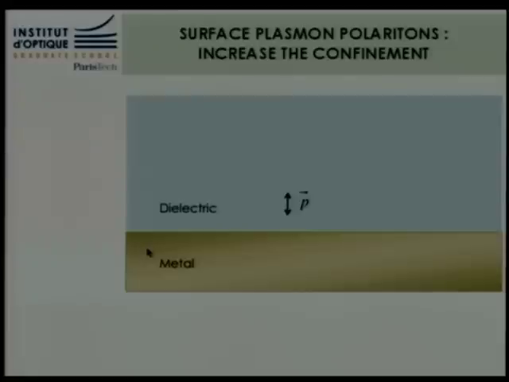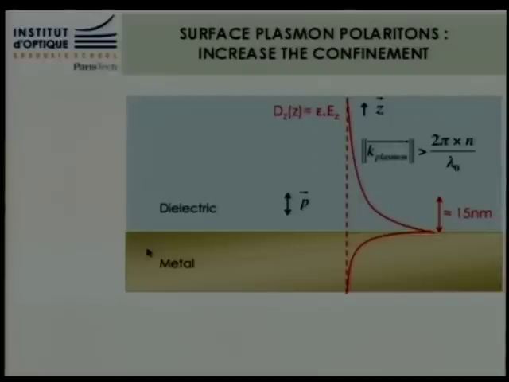If one puts a dielectric metal interface in the near field of a dipole, it can excite surface waves called surface plasmon polaritons. So the electric field of a surface plasmon mode decreases exponentially with a typical length of a few nanometers in the dielectric. And those surface waves have a higher wave vector than the one of propagative modes in the bulk of the dielectric, which means that we need to use some tricks to couple to plasmonic modes.